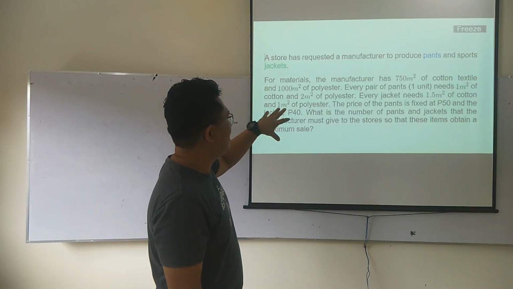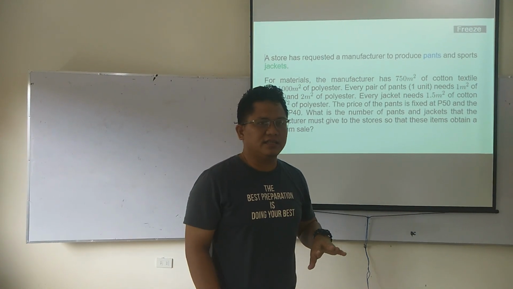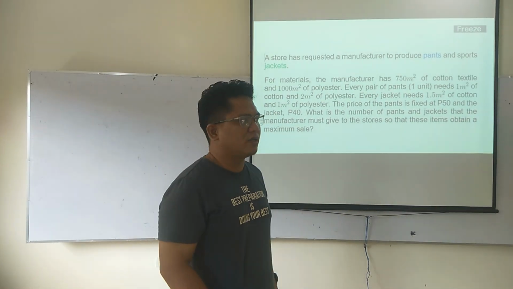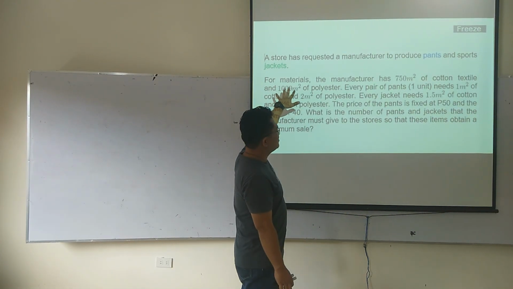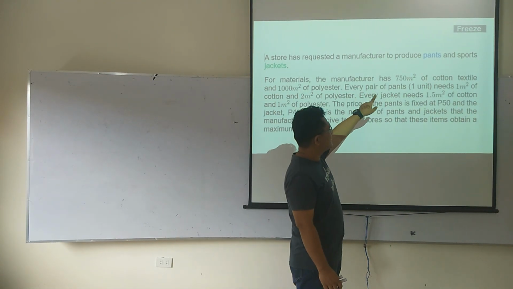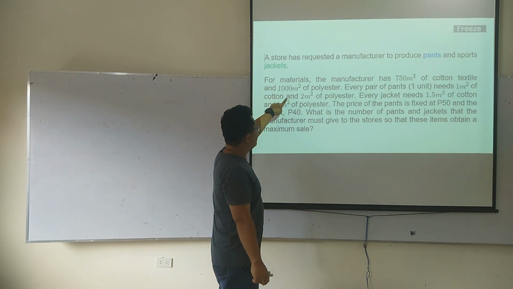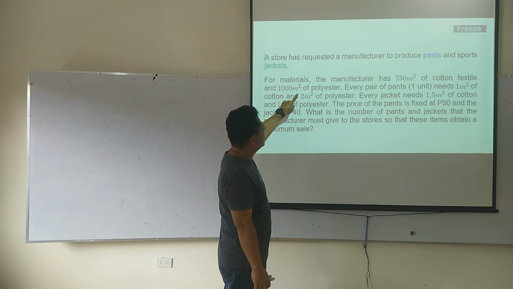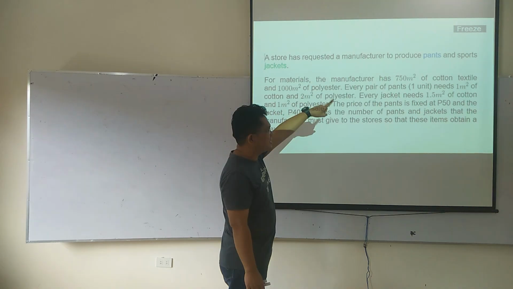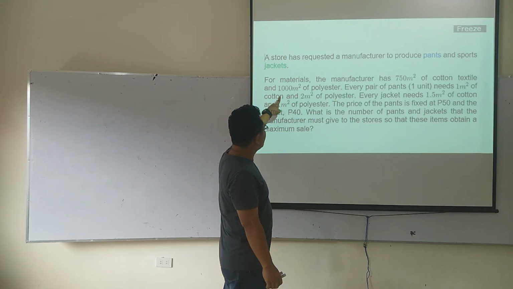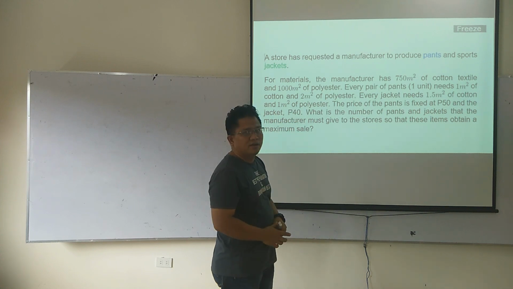A store has requested a manufacturer to produce pants and sports jackets. So linear programming is used where there are constraints. In this case, the manufacturer has 750 square meters of cotton textile and 1,000 square meters of polyester. So that's the limitation. They only have 750 of cotton and 1,000 square meters of polyester.